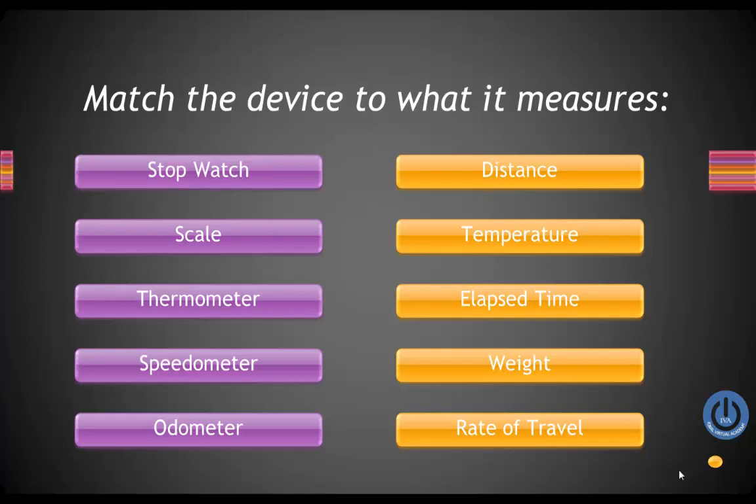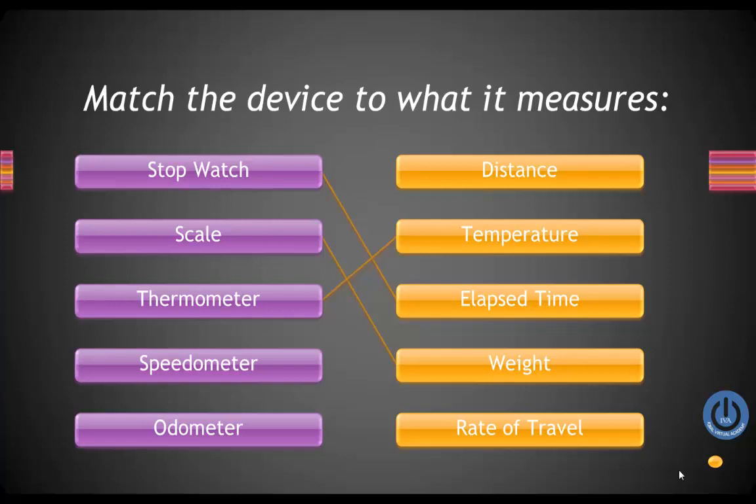Next are some devices, and we have to say what each one measures. First is the stopwatch. The stopwatch measures elapsed time, because a watch is used to watch time, so a stopwatch is used for elapsed time, right? Next is the scale, which is used to measure weight, right? Next is the thermometer. A thermometer is used for temperature, because thermo is heat and temperature is also heat, right?